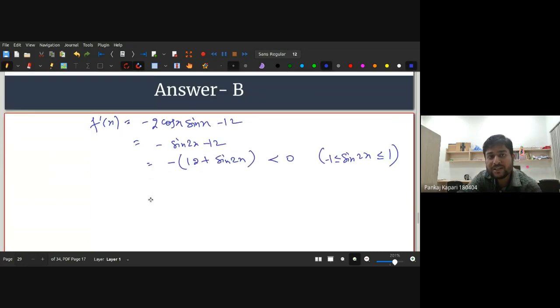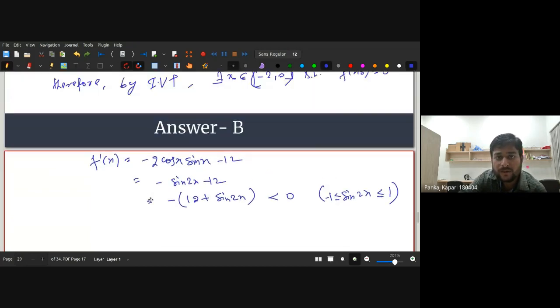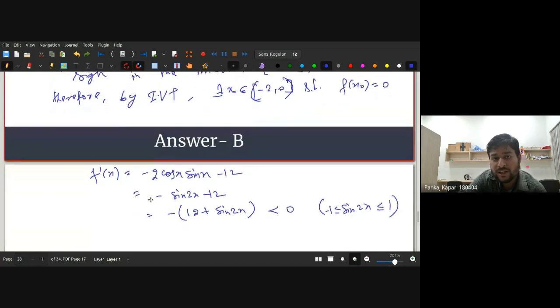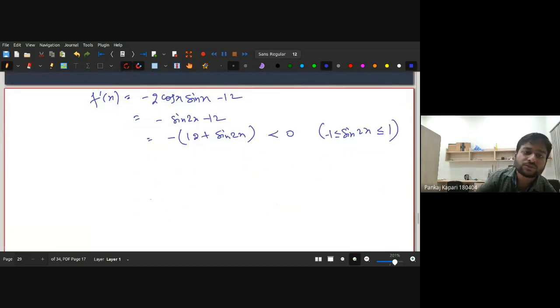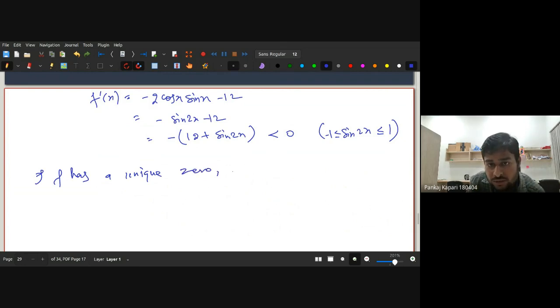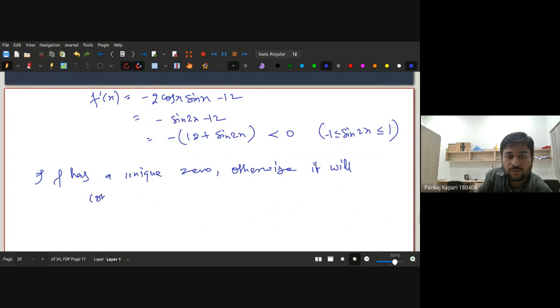Okay, so this implies that there can be no more zeros, right? So this implies that f has a unique zero. Why? Because if it had more than one zero, it would contradict Rolle's theorem. How?